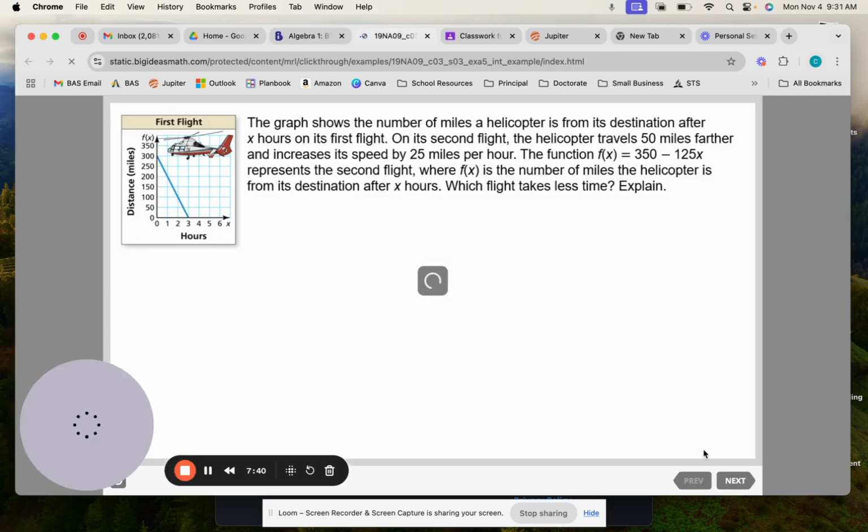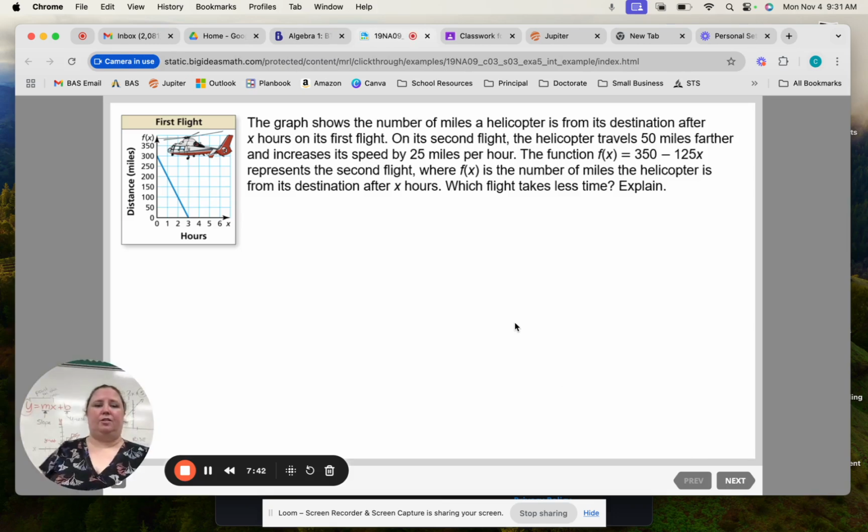All right, let's look at example 5. So this graph shows the number of miles a helicopter is from its destination after x hours on its flight. On its second flight, the helicopter travels 50 miles farther and increases its speed by 25 miles per hour. The function f of x equals 350 minus 125x represents the second flight, where f of x is the number of miles the helicopter is from its destination after x hours. Which flight takes less time?